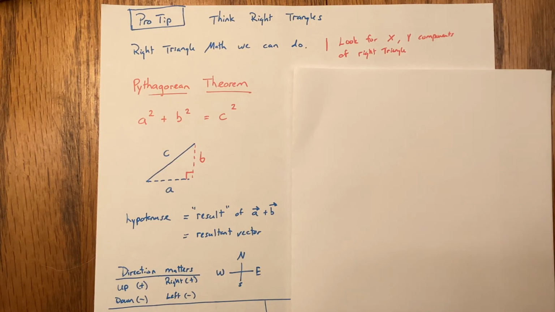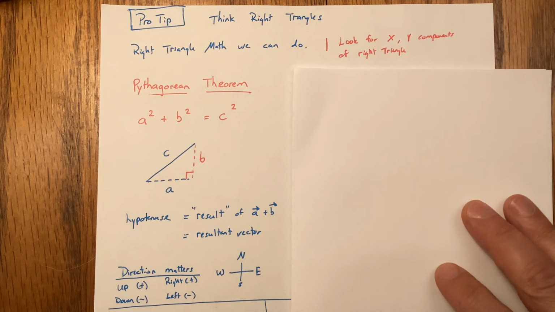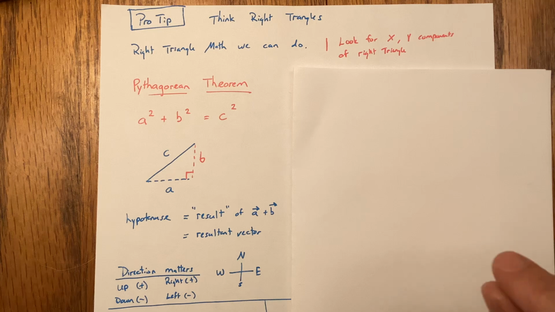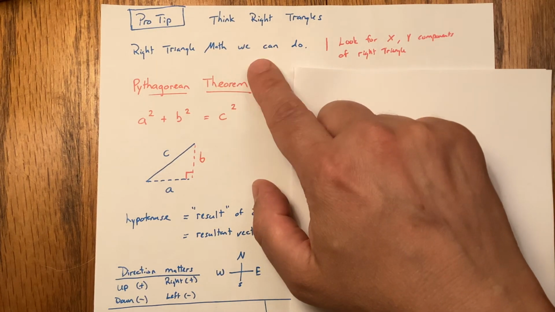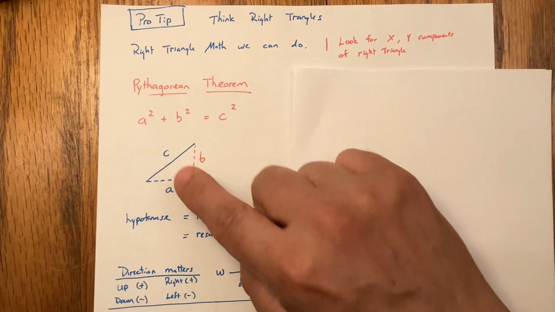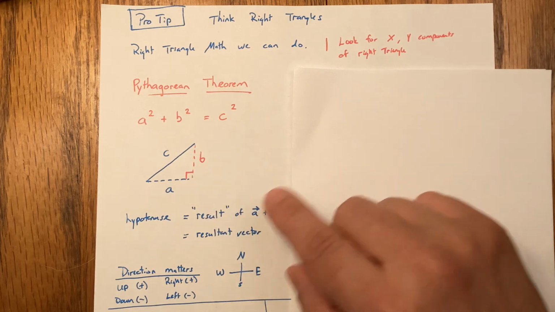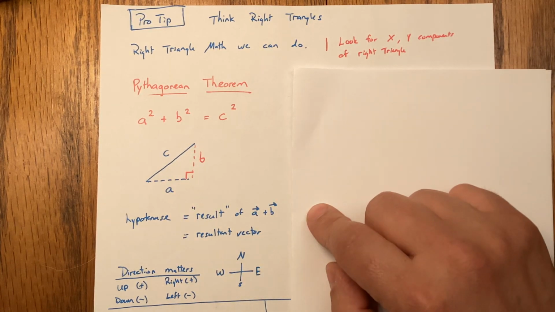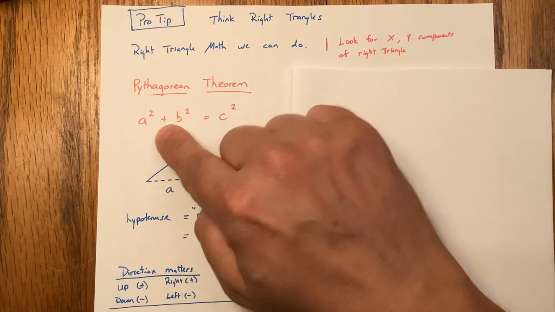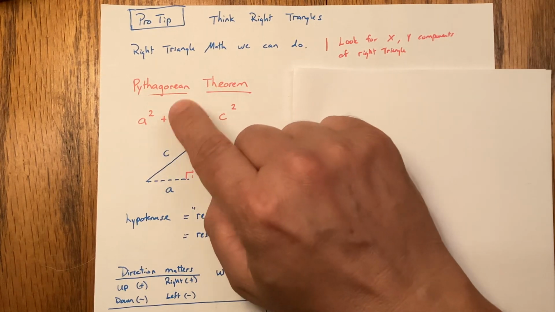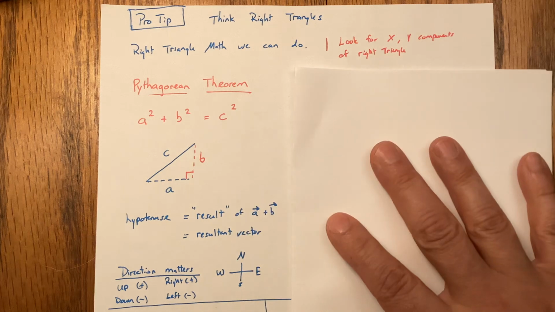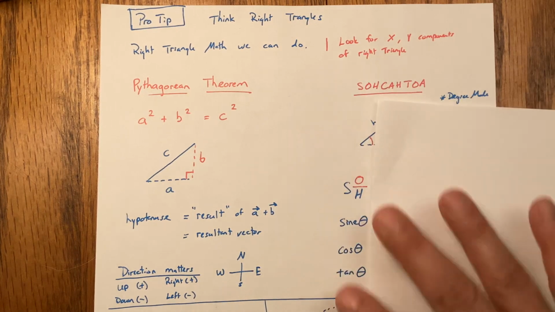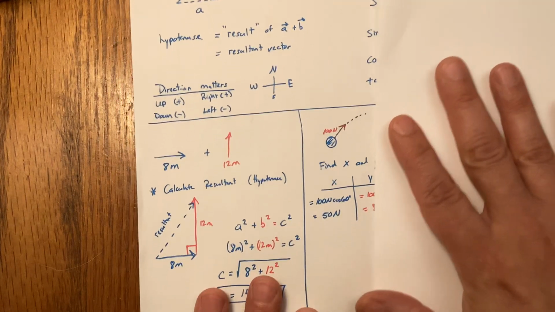I want to walk you through a really quick way to use the Pythagorean theorem when you're solving problems with vectors. Remember, you're going to want to think about right triangle math. The Pythagorean theorem works on right triangles, and the hypotenuse is a result of our a and our b combined together. So we can always use a squared plus b squared equals c squared to find one of those quantities.